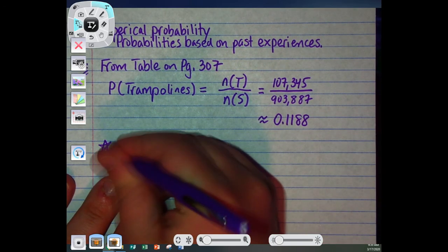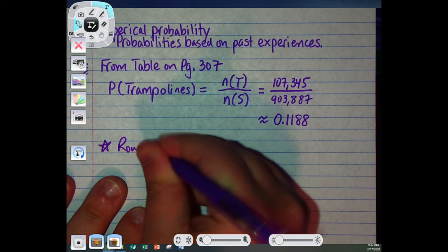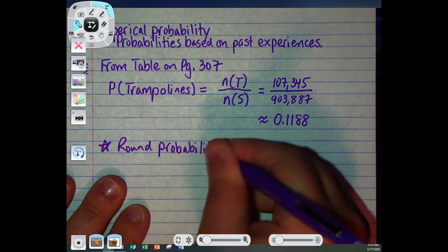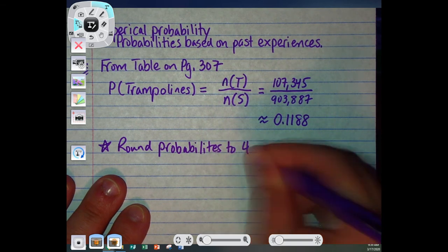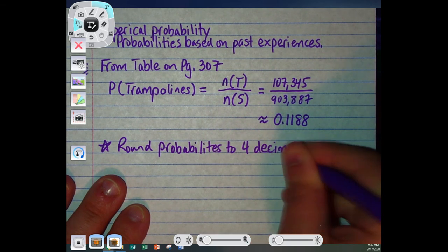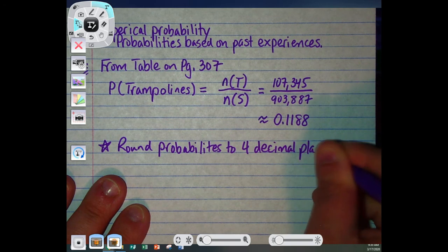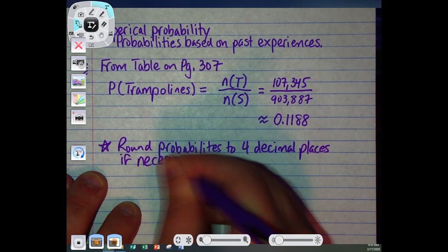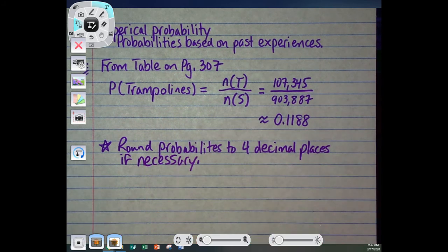So again, round probabilities to 4 decimal places if necessary. All right. So this ends the second part of this lesson on basic probabilities.